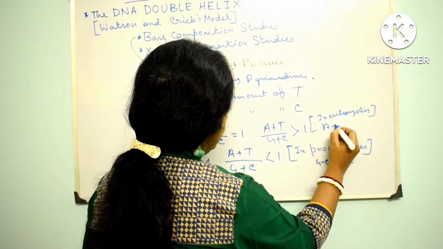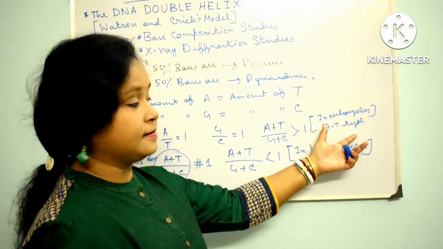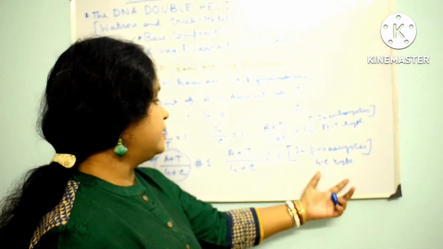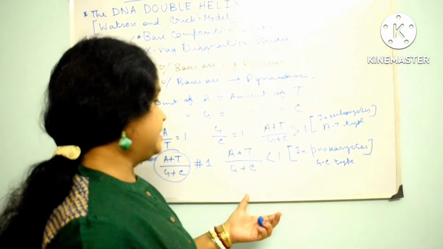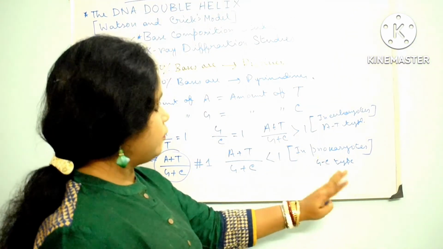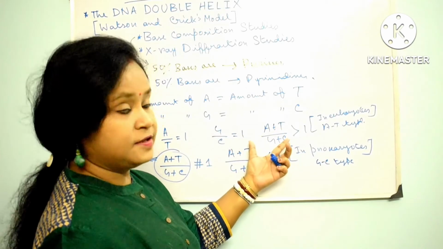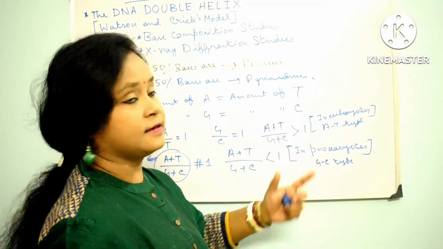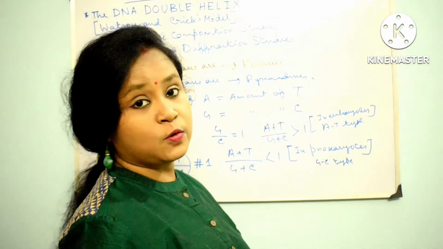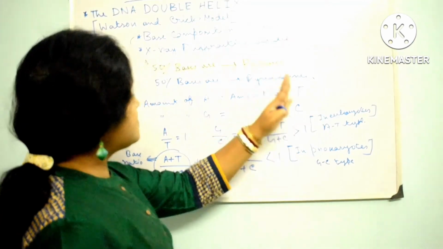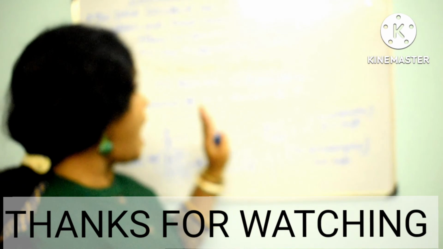eukaryotes is AT type, meaning the amount of AT is greater than the amount of GC, and in prokaryotes the amount of GC is greater than the amount of AT. So the AT to GC ratio in prokaryotes is less than 1, and the A plus T to G plus C ratio in eukaryotes is greater than 1. And this is known as Chargaff's rule and base composition, and these are the whole findings of the base composition studies of Erwin Chargaff.